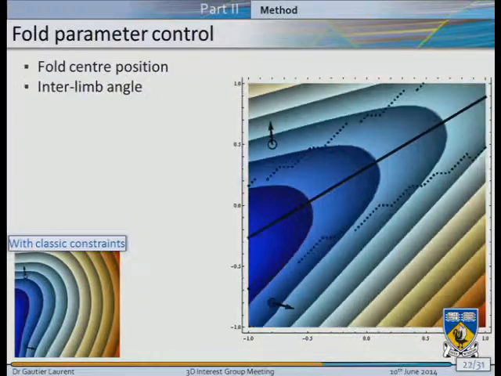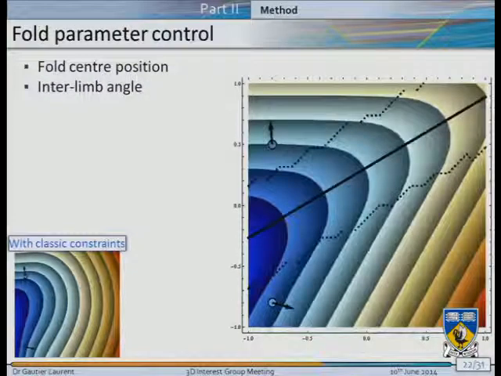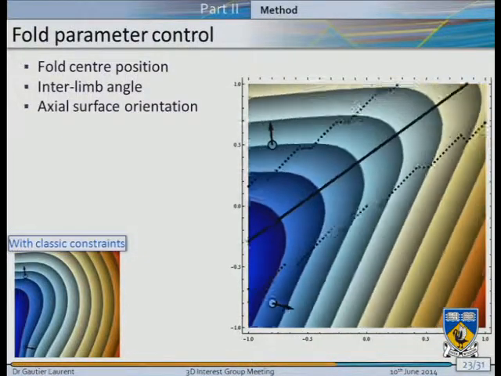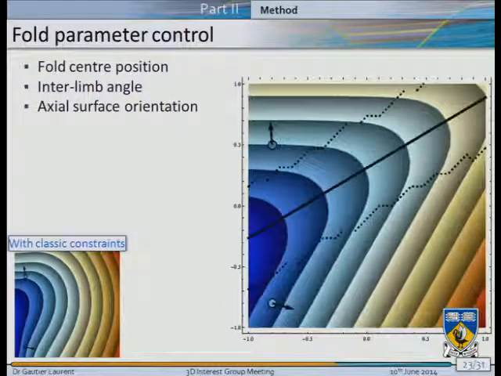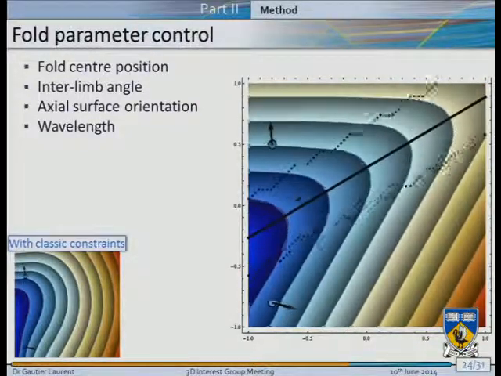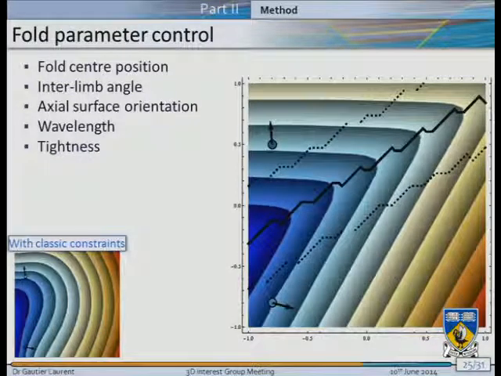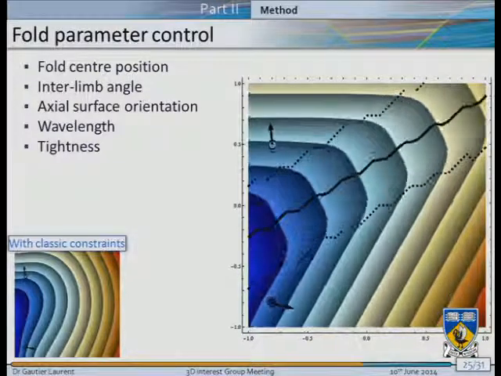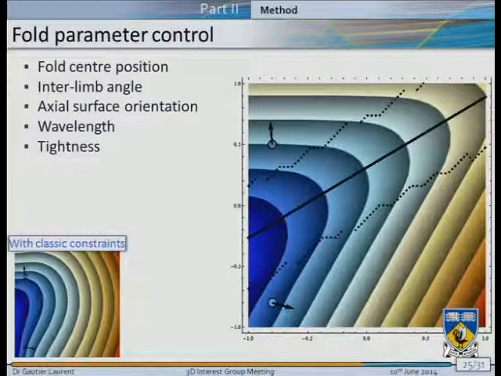Okay. You can change the interlimb angle. We can change the orientation of the axial surface, the wavelength of the fold, the tightness of the fold. So any parameter you can use to control the folding, in fact, you can change. And it gives you a whole world of different possible models with just one fold here, whereas the classical approach would only consider this model, which is not even looking like the same kind of fold as here. So a lot more parallel style.